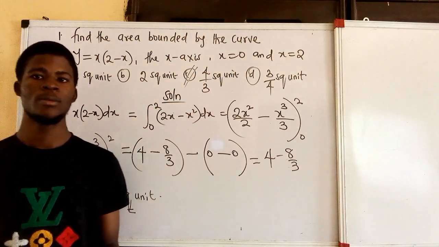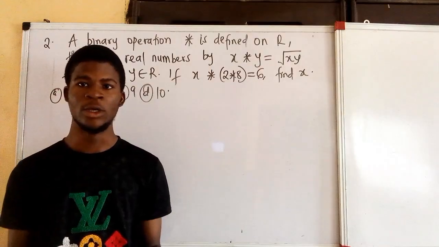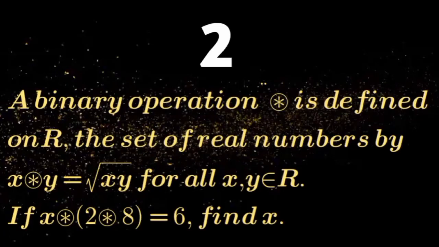Let's see the second question. The second question says, the binary operation is defined on R, the set of real numbers, by x operation y equal to root xy for all x and y members of R. If x operation 2 operation 8 equal to 6, find x.